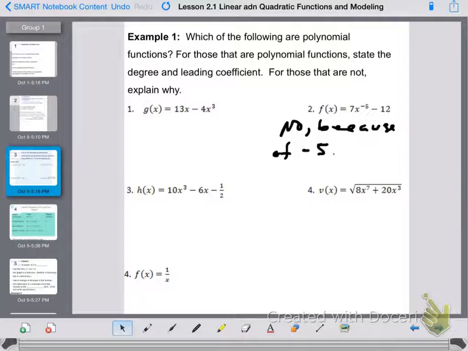Number 3 here, we have h of x equals 10x cubed minus 6x minus 1/2. This is a polynomial. Its degree is again going to be 3, and then the leading coefficient is 10. Number 4, this is not going to be a polynomial because of the square root. Alright, so you can't take the square root of variables.